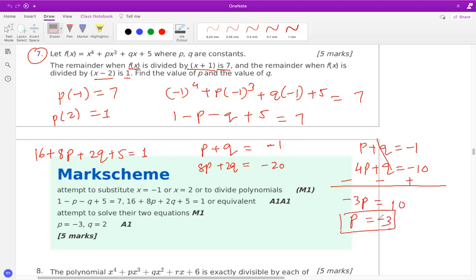And once you've got p as negative 3, you can plug it into an equation. Let's say I plug in here: negative 3 plus q is negative 1. So q is nothing but positive 2. So this is how you use the remainder theorem.